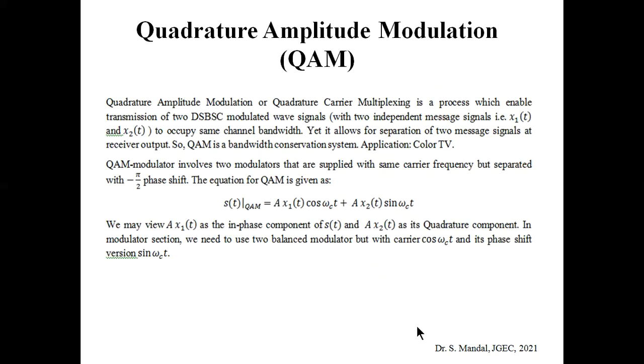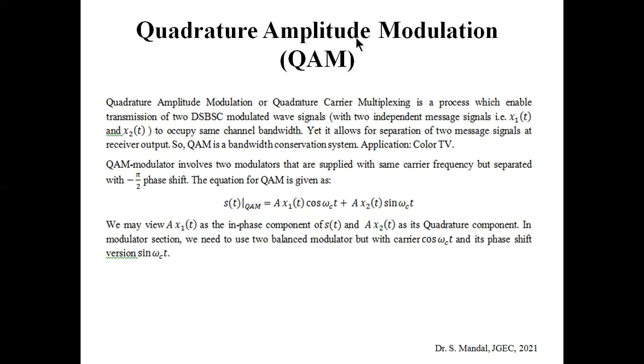Okay, so let's start. QAM. The full form of QAM is quadrature amplitude modulation. This procedure is also known as quadrature carrier multiplexing. As you already know, the meaning of multiplexing is many into one. That means we can send many signals.